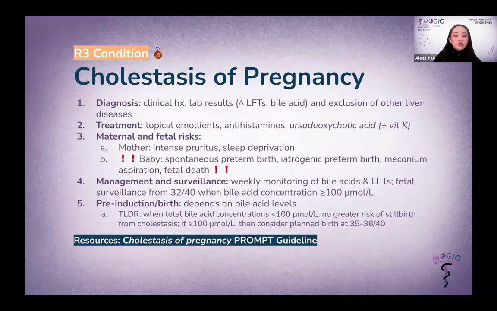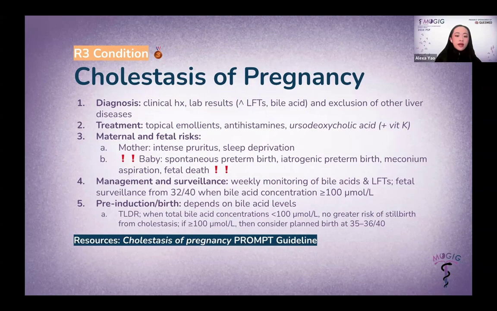Management is generally symptomatic, and pruritus might be relieved through topical emollients, antihistamines, and ursodeoxycholic acid. But recent evidence suggests that there might actually not be significant benefit in pruritus or pregnancy outcomes from ursodeoxycholic acid. If there is prolonged prothrombin time, you might also consider vitamin K. While the main maternal complications are intense itchiness and sleep deprivation, there are some pretty significant fetal risks associated with ICP. These include spontaneous preterm birth, iatrogenic preterm birth, meconium aspiration, and fetal death. As such, ongoing maternal and fetal surveillance is crucial.